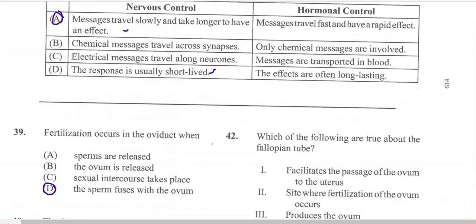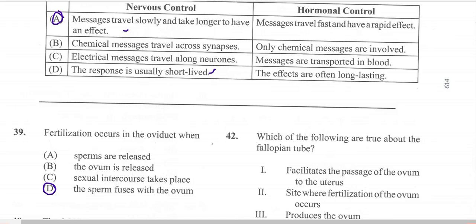Fertilization occurs in the oviduct when the sperm fuses with the ovum. This is a very interesting question. As sperm are released, we don't even know where the penis is to release that sperm. B, ovum is released. The ovum can be released and there is no sperm there, so of course that couldn't be. Now, sexual intercourse takes place. When sexual intercourse takes place, it doesn't mean that there's going to be fusion of a male and female gamete. So the best answer here is going to be D for 39.